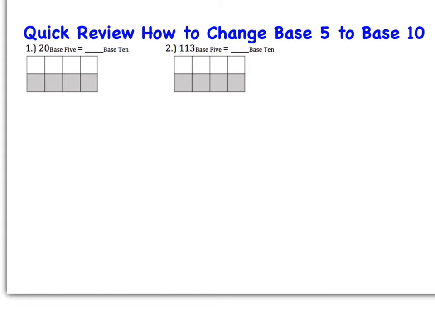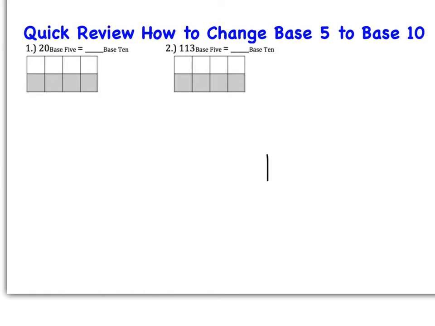All right, let's go ahead and start our lesson by doing a quick review from changing base 5 into base 10. So as you can see, we have 2, 0 in base 5, and we need to see what that means in our number system. So we know base 5 means we need to times by 5. So let's go ahead and figure out what those numbers are on the bottom.